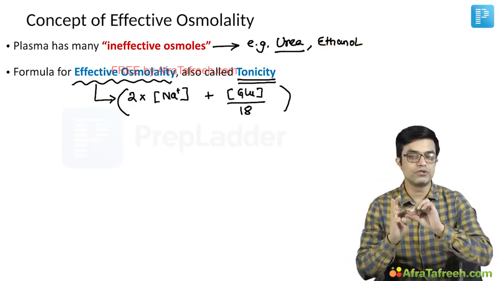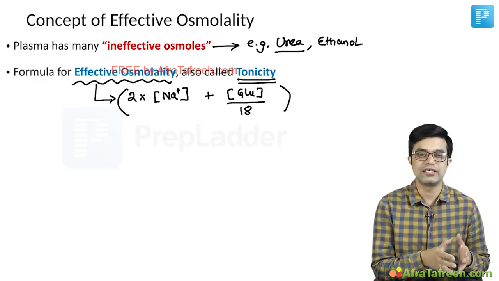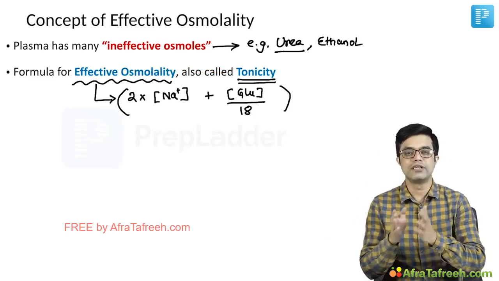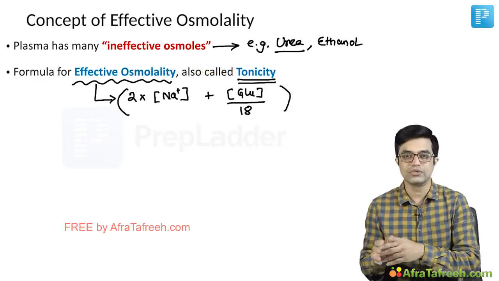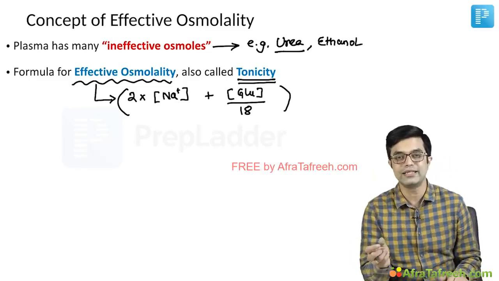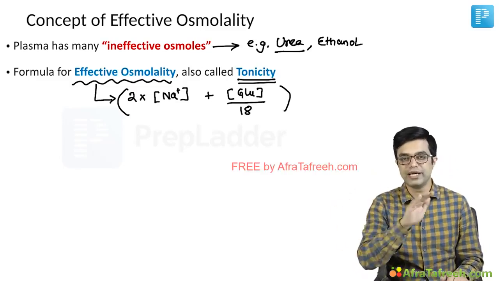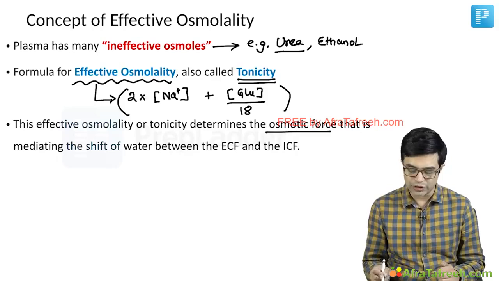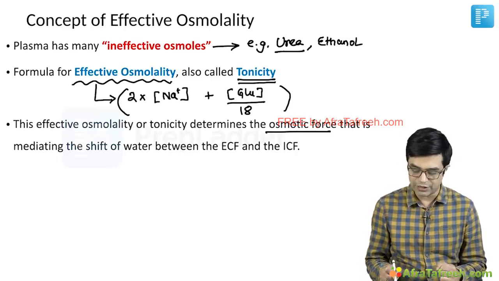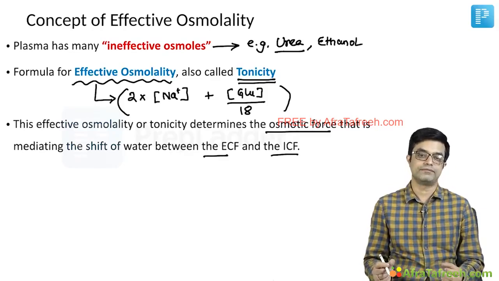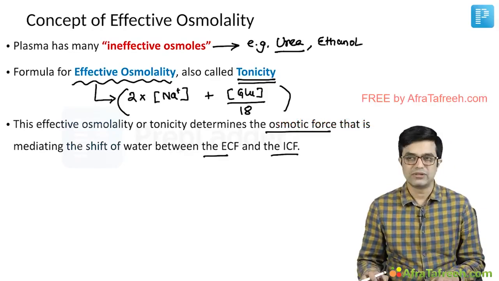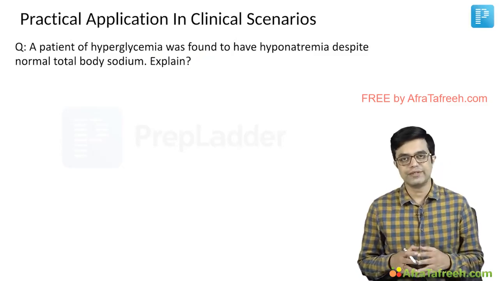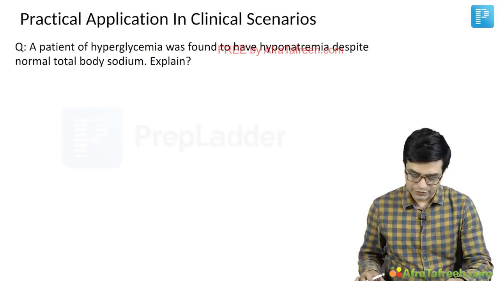So 3 osmolality terms you must be clear about. One is actual osmolality, which you measure. Second is the formula-based plasma osmolality, which includes sodium, BUN and glucose. And third is effective osmolality or tonicity, which is the actual force which makes fluid move from one space to another. And this effective osmolality or tonicity determines the osmotic force that is mediating the shift of water between ECF and ICF. So after these complicated, dull concepts, let us move our attention towards something more interesting, the practical application of these in clinical scenarios. So let's take a case.